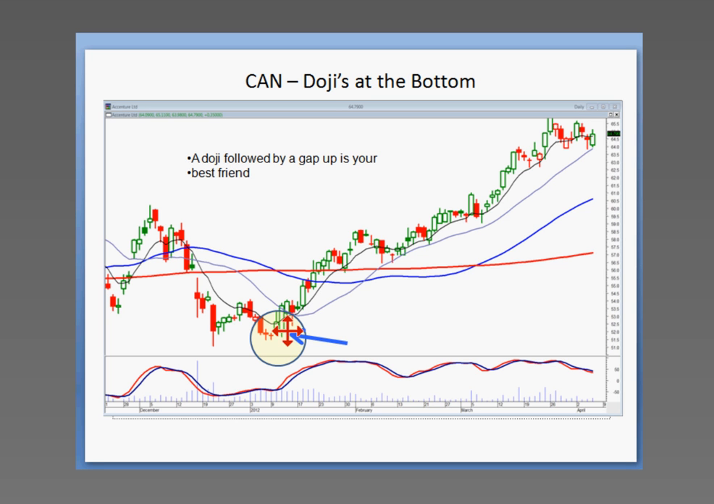If you see a doji followed by a gap up, remember, that's your best friend. That signal alone will make you a ton of money because it's telling you after the indecision, not only have they reversed, but they've reversed with great strength. Yes, the spinning top is the same as a doji. It just has a little bit bigger body, so it's not quite as compelling or convincing as a doji, but it still represents the indecision between the bulls and the bears.